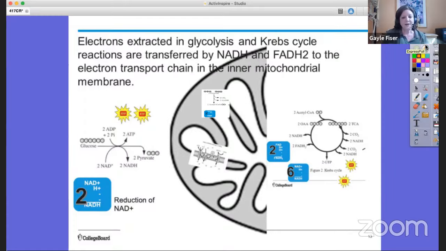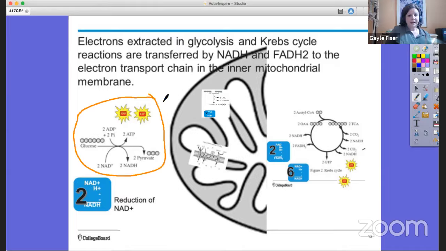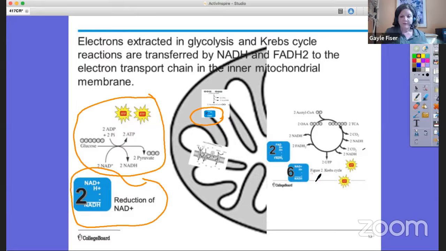All right, electrons extracted in glycolysis and Krebs cycle reactions are transferred by NADH and FADH2 to the electron transport chain in the inner mitochondrial membrane. So here, our glycolysis happened, and we had these 2 NADH. We have our 2 NADH from our pyruvate oxidation, and then we have our NADH and our FADH2 from our Krebs cycle. And all of those are going to go to the electron transport chain. I know I have it very tiny right now. I'm about to make it larger so you can see what's going on. And so now that's on the inner membrane of the mitochondria, so that's where the reaction is going to occur.